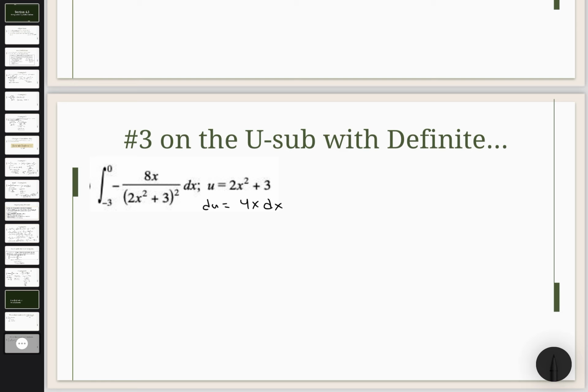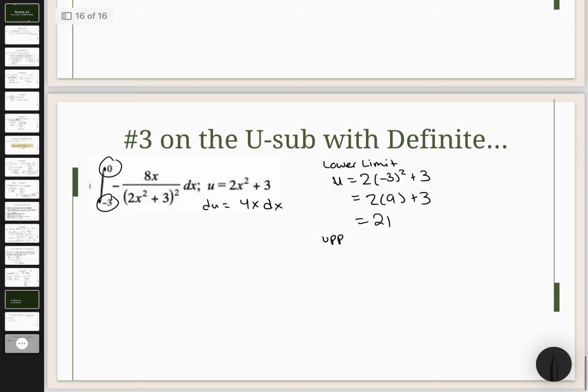Okay, 4x dx. For these ones, you should be able to cancel some stuff out nicely, but also make sure that you are plugging in your upper and lower limit. So your new lower limit of integration would be u equals 2 times negative 3 squared plus 3. So that would be what? 2 times 9 plus 3, 18 plus 3, 21. You can check me on that. Please check me on that.